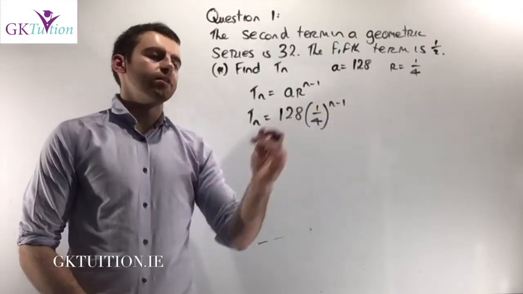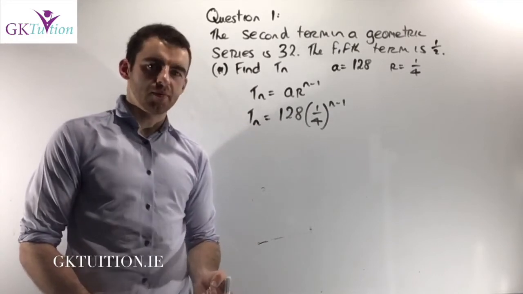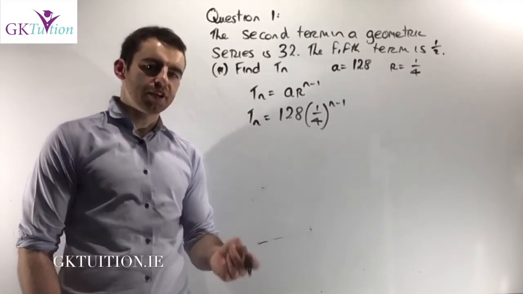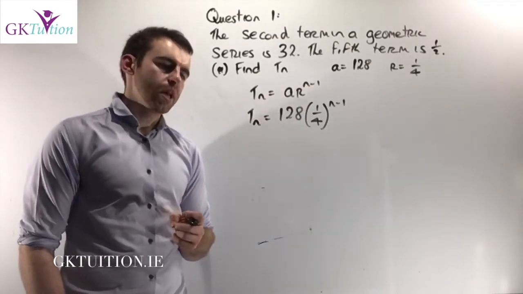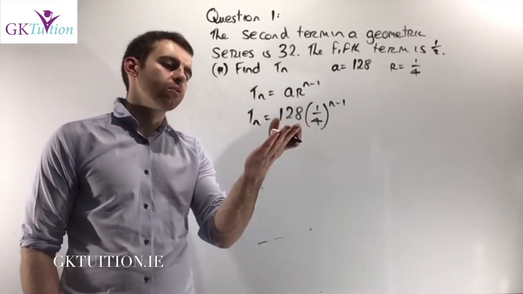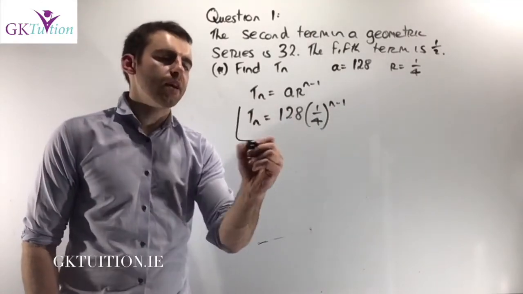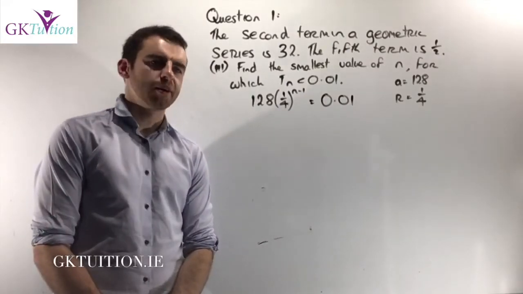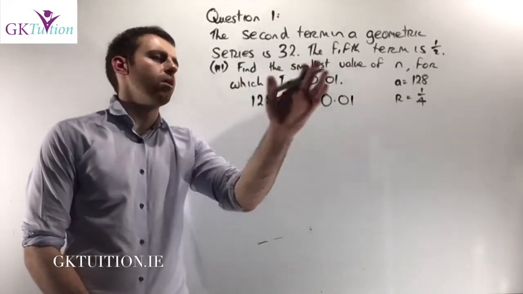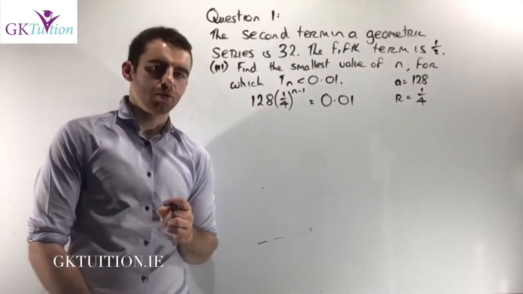Once you have A and R, it's very straightforward to get Tn. According to page 22 in the maths tables, Tn for a geometric sequence is A by R to the power of n minus 1. So in this case, I can say Tn is 128 by a quarter to the power of n minus 1. And that would be your final answer for part 2. Part 3 is probably the hardest part of this question. It says find the smallest value of n for which Tn is less than 0.01.